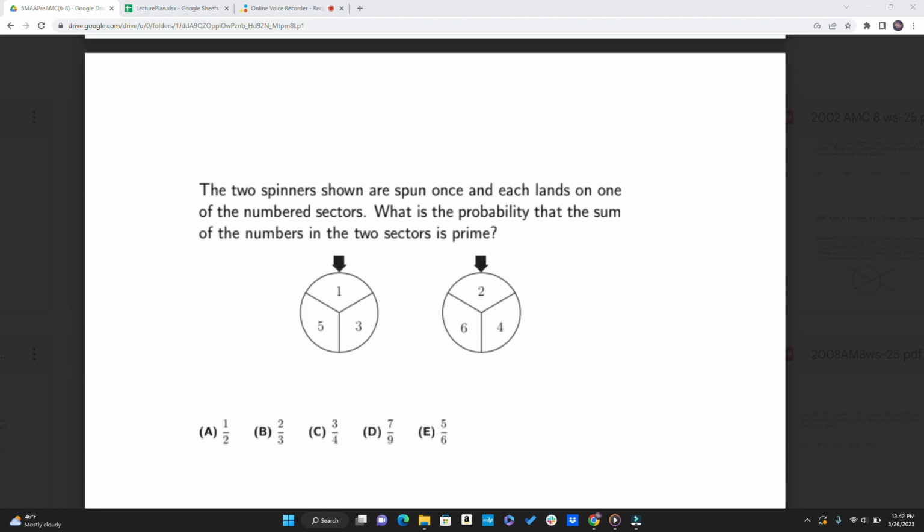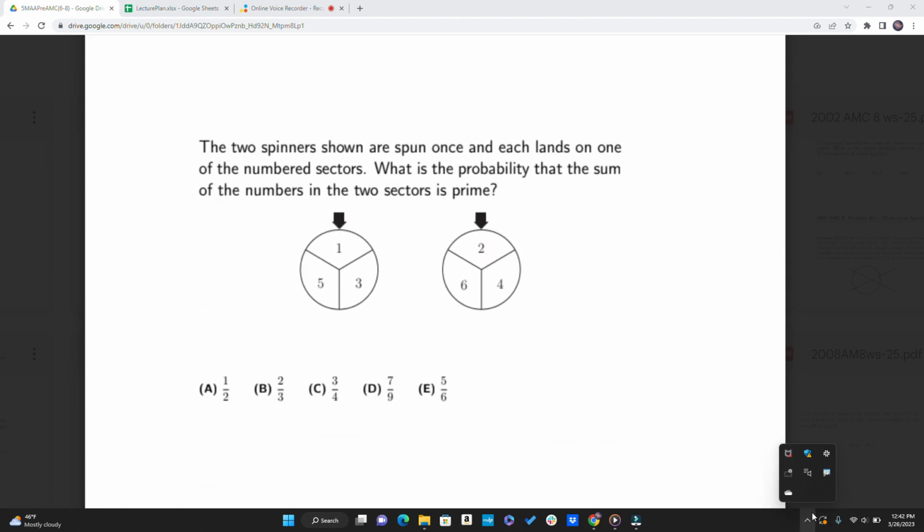Okay, we've got 2 spinners shown. They spun once, and each lands on one of the numbered sectors. What is the probability that the sum of the numbers on the 2 sectors is prime? Okay, so what are our prime numbers? Okay, 2, 3, 5, 7. Next is 11, and that's our biggest possible one, right? Because our biggest numbers are 5 and 6, so we can't get anything bigger than 11.